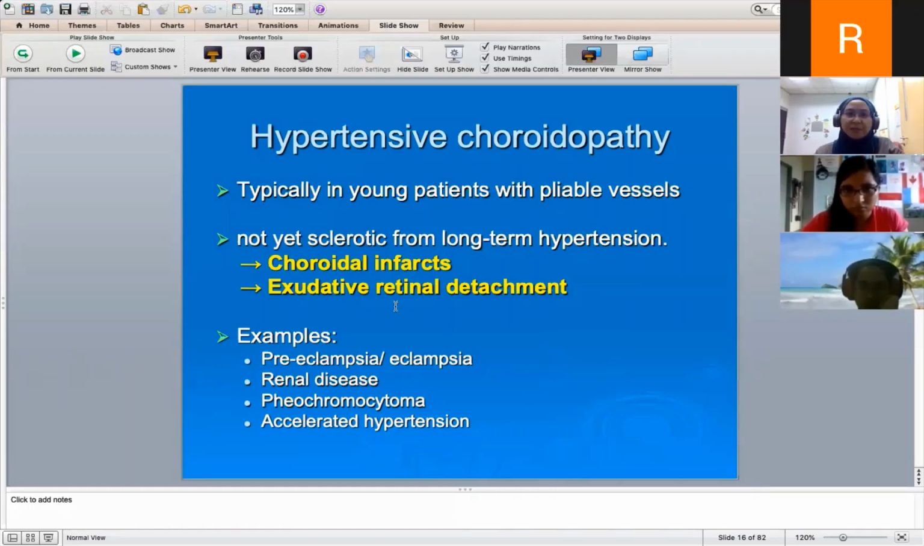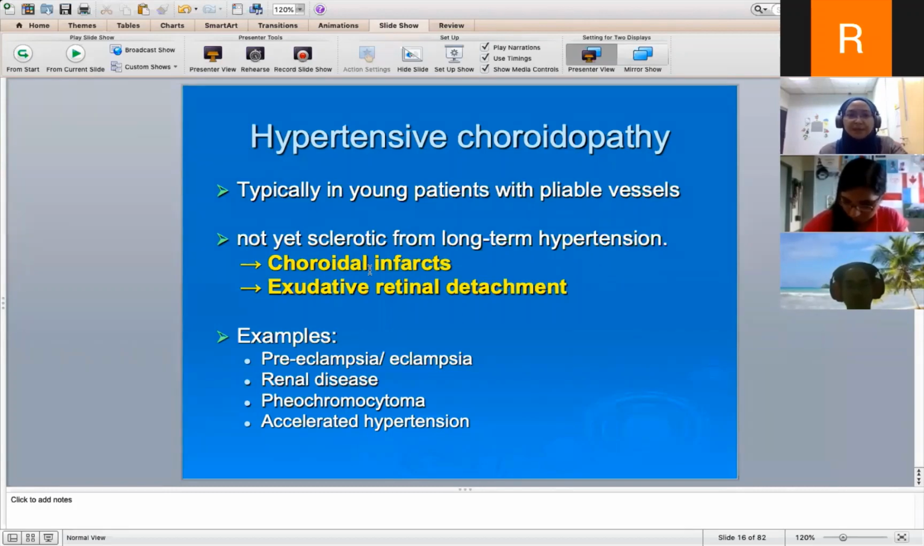So at least for your level, you should be able to diagnose exudative retinal detachment. Choroidal infarct is a bit difficult to see with your fundoscopy, but at least you know the facts of what happened: a sudden rise of pressure, occlusion, and the choroid will be infarcted, like your cortical spot infarction just now. The choroid is infarcted, but then the infarction of the choroid damages the RPE layer.